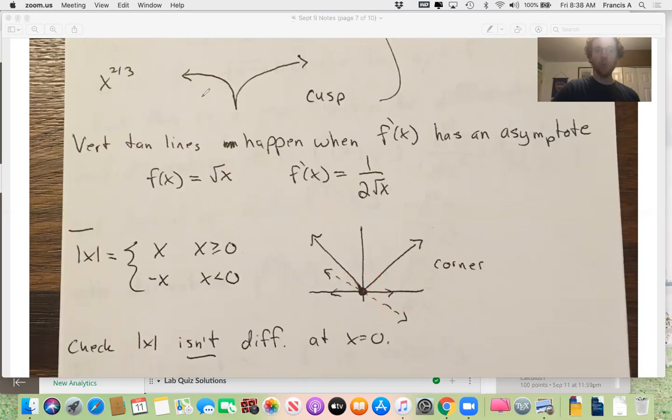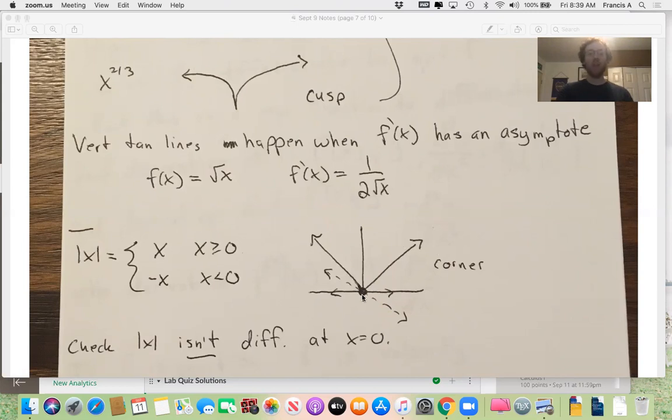So this kind of corner is another graphical thing that you can look for where your function is continuous. So we know this is continuous, but it's not differentiable. It doesn't have a single number, which is the slope of the tangent line.